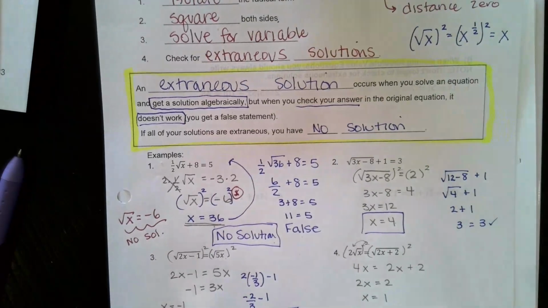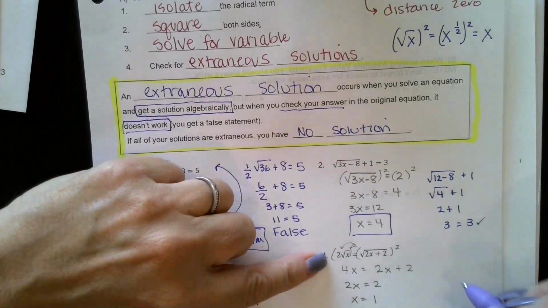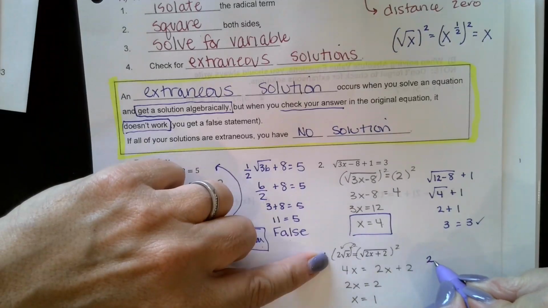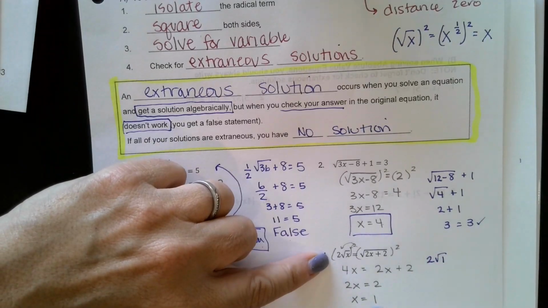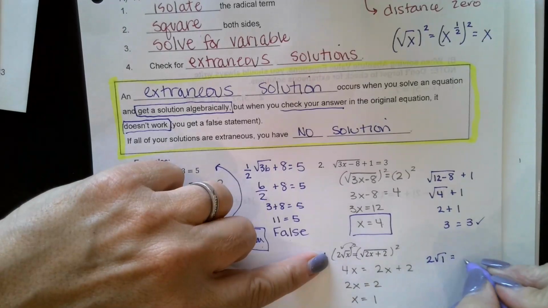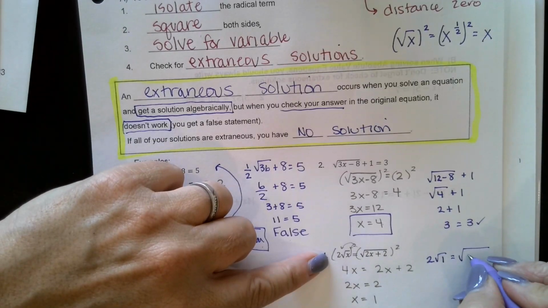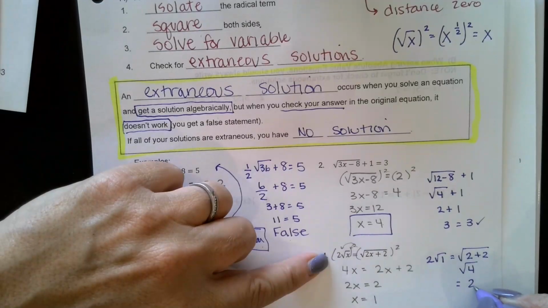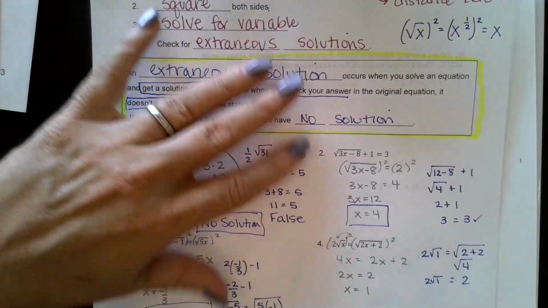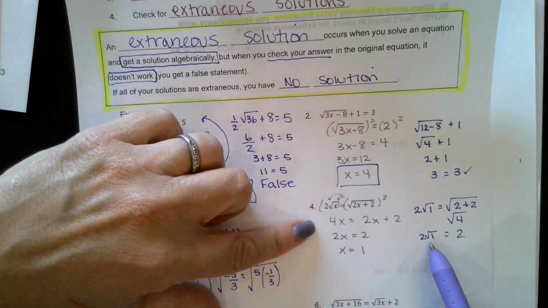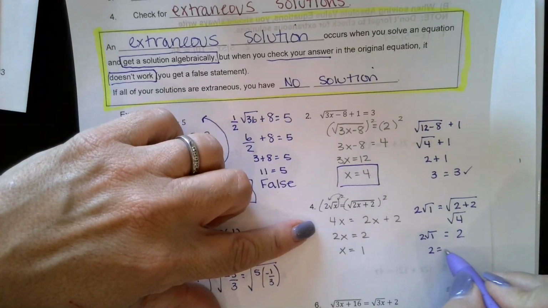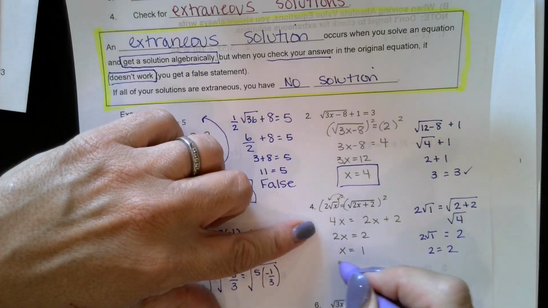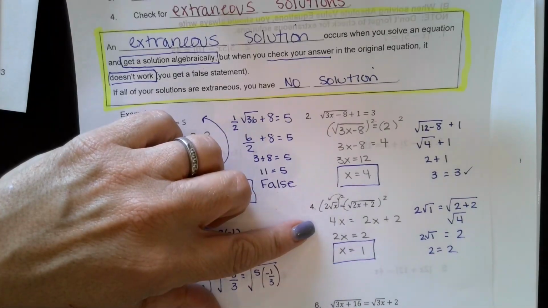Okay, so now I want to go test it. So on the right side, I would just have 2 square root of 1. I plug the 1 in. On the left side, I would have 2 plus 2, so the square root of 4. And the square root of 4 equals 2. Now, these two things look different, but they're the same, because the square root of 1 is 1. So this is the same as 2 equals 2. So that's true.